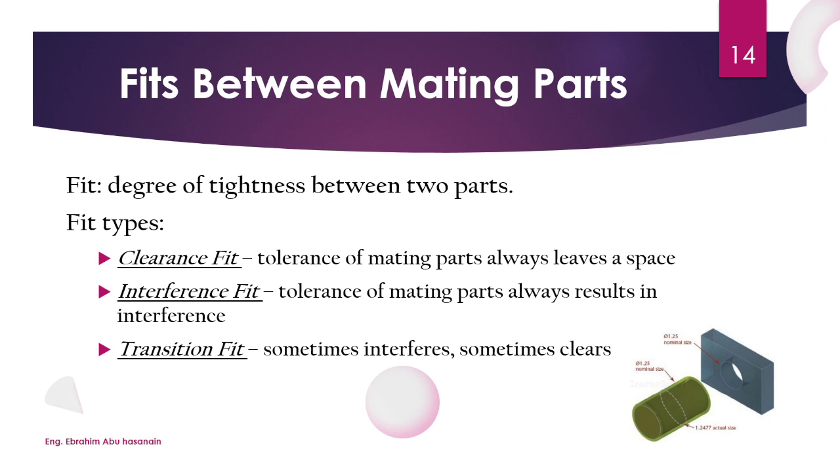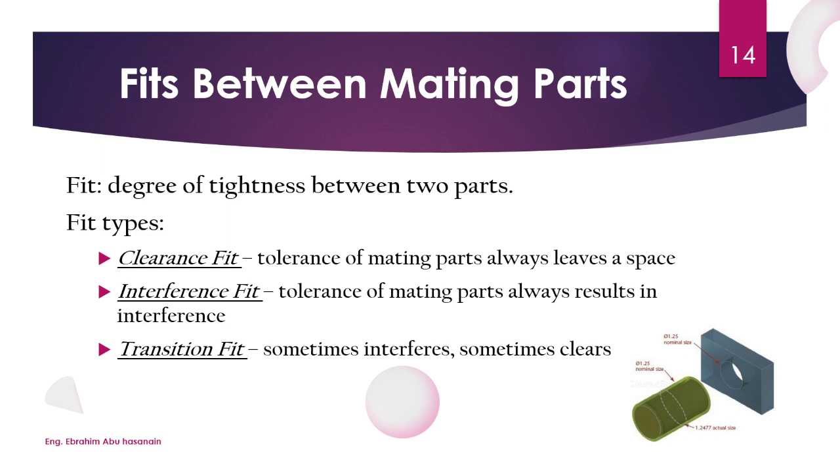Here we have three types of fits: clearance fit, interference fit, and transition fit. Clearance fit: the tolerance of mating parts always leaves a space. We have clearance all the time, a space between the two mating parts. Interference fit: the tolerance of mating parts always results in interference. They interfere at all times. Transition fit sometimes interferes, sometimes clears. In some assemblies we have interference, and in some we have clearance.